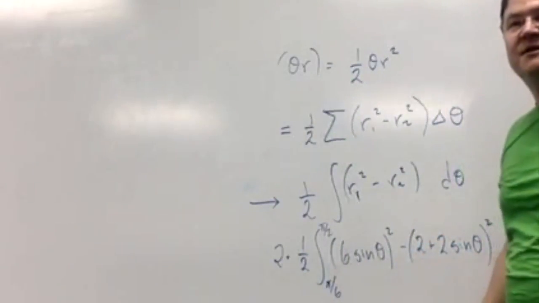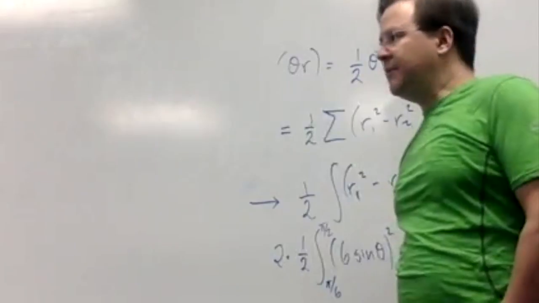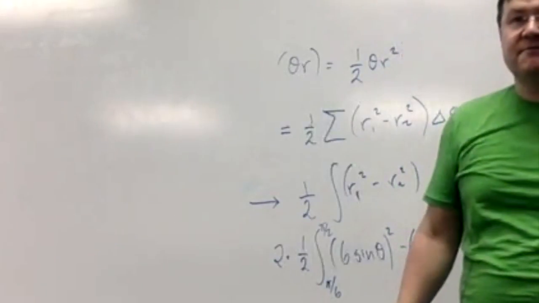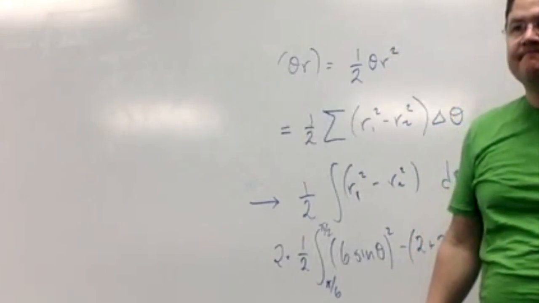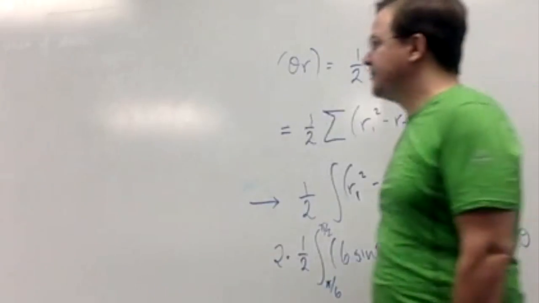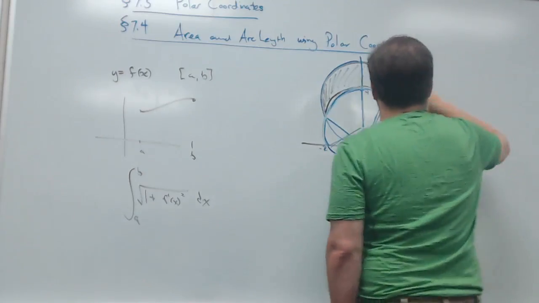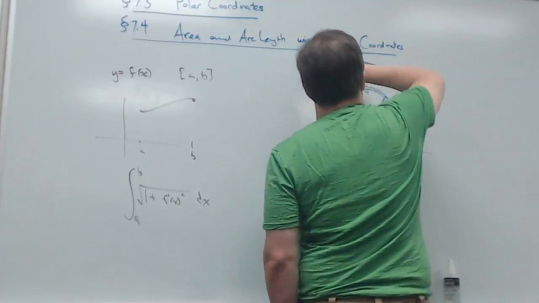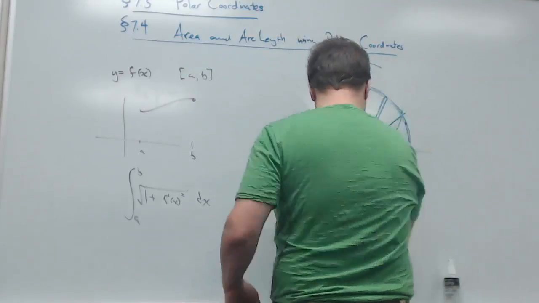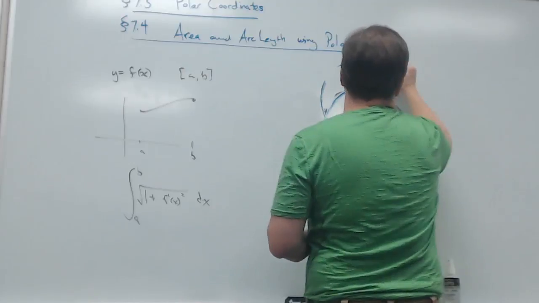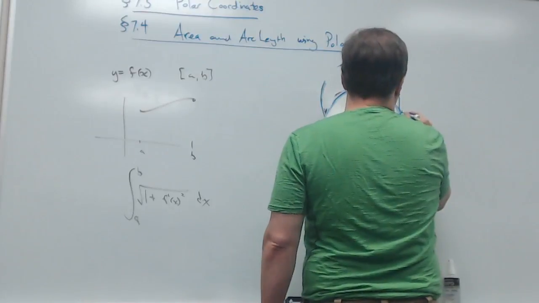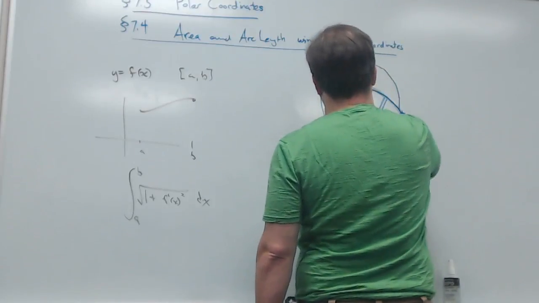I could plug in the square root if I had a function of x. But not here. So if I want to find not this area, but the arc length that begins here and ends here.